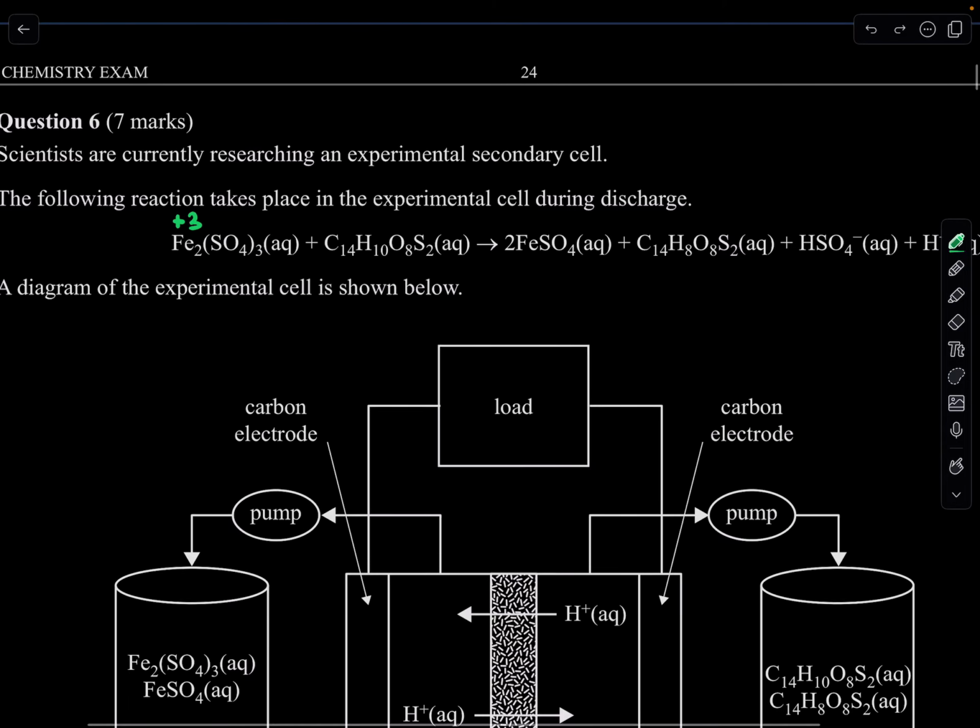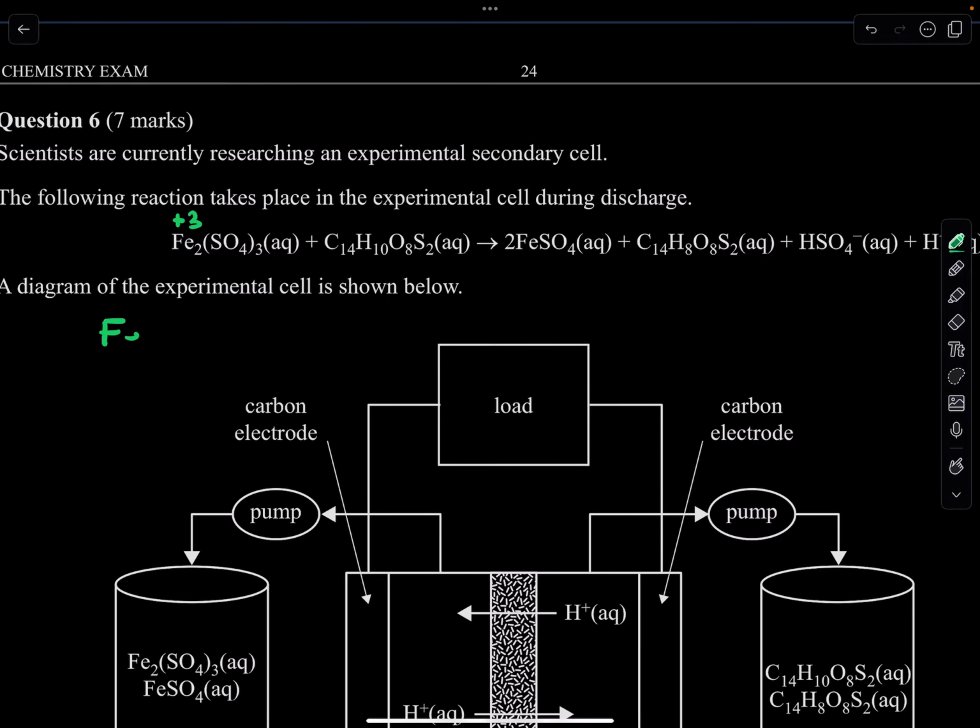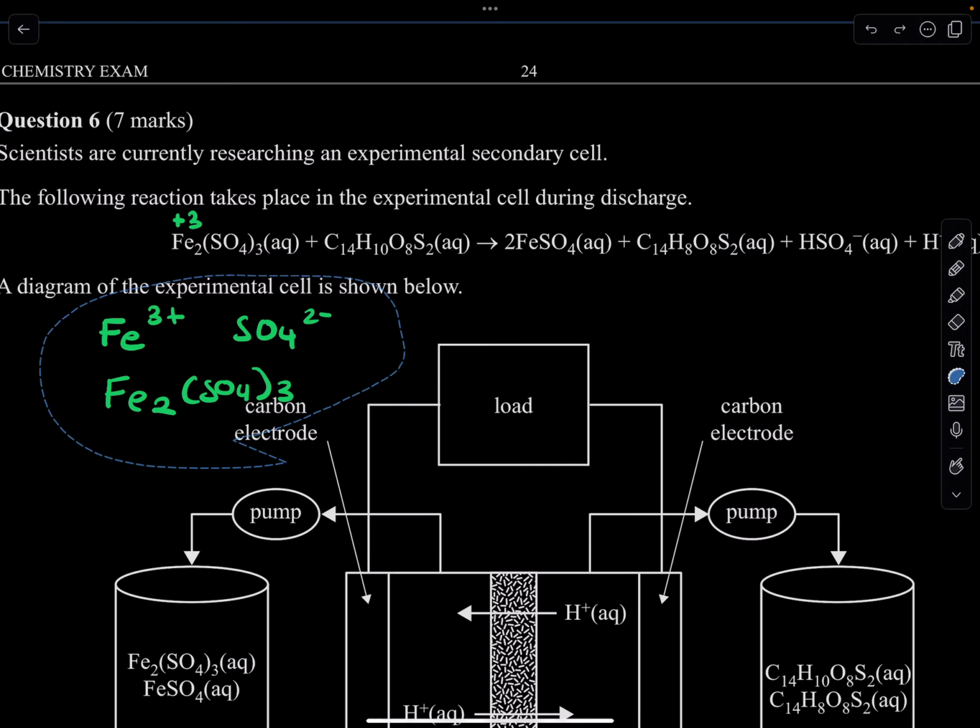Let me explain why. If you have a Fe3+ ion and SO4, which is always a 2- charge, when they combine, these charges switch. So the 2 is going to be here, and the 3 goes on the SO4. That's why it looks like this. So this has to be a +3. The ion initially was a +3.